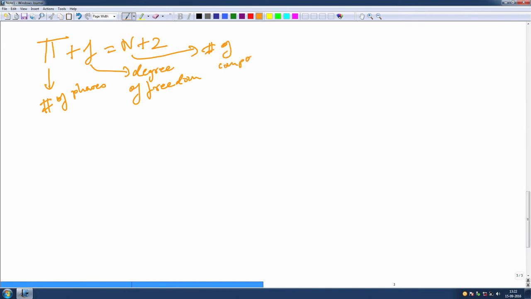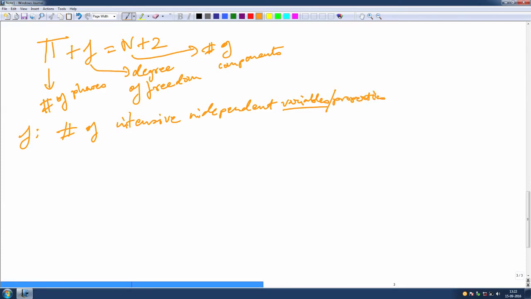As I said, a multiphase system can also be multicomponent, so this is the number of components of the system. F is the degree of freedom, by which we mean the number of intensive independent variables, or independent properties, that must be specified to fix the state of the system for each phase.